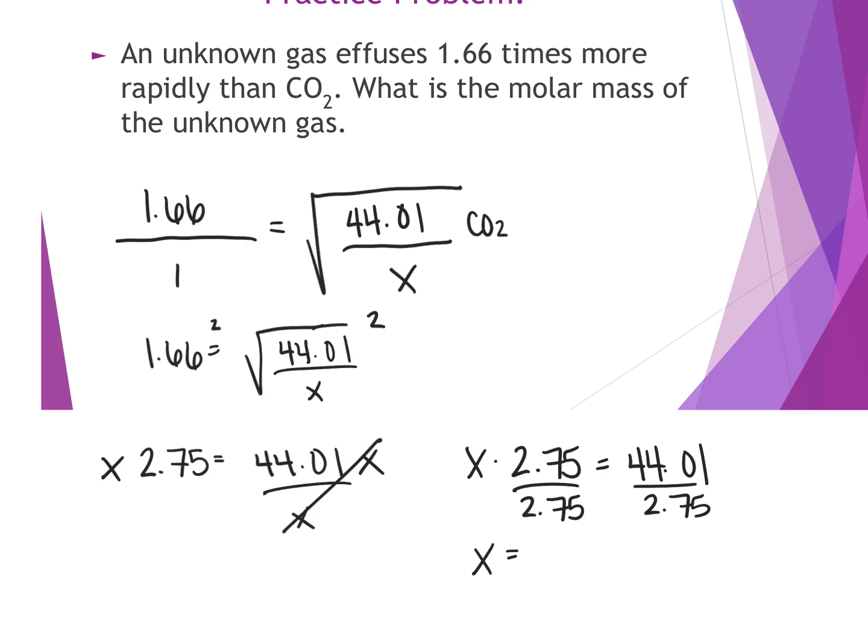What do you get? Try it again, you should be doing 44.01 divided by 2.75. Sixteen, pretty much. 16.00 even. Well, it makes sense. That's okay. Okay, and it's a molar mass, so what's your unit? Grams per mole?